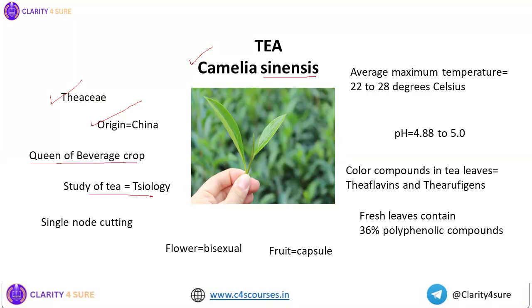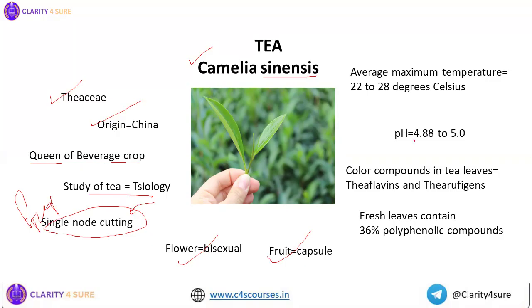The study of tea is known as ceology. How is tea propagated? By cuttings. It is a very specific cutting type, known as the single node cutting. Flowers of tea are bisexual and the fruit of tea is a capsule. So even though it produces fruit, we prefer single node cutting to propagate tea. Why? Because then our tea bushes will establish faster.